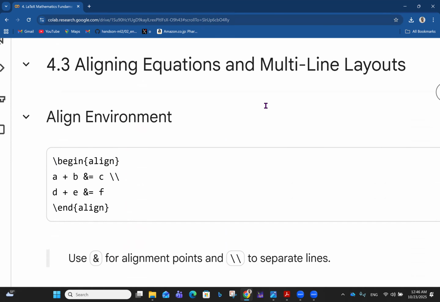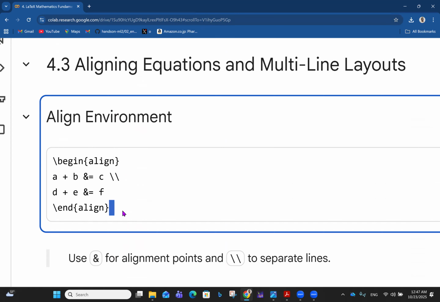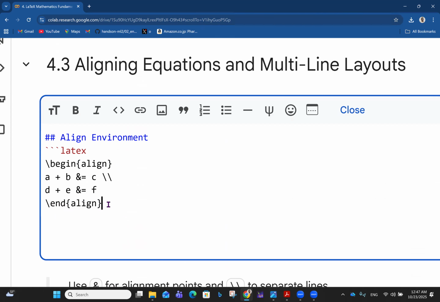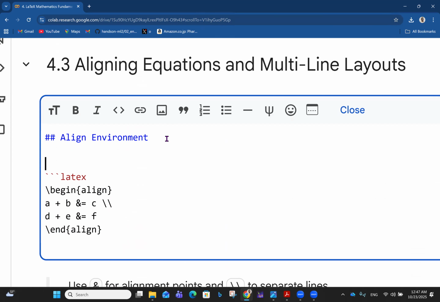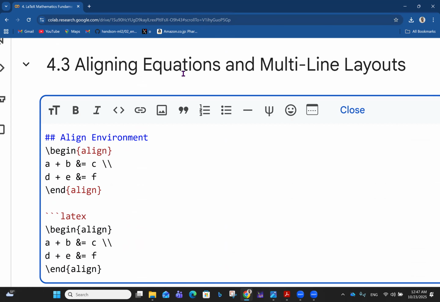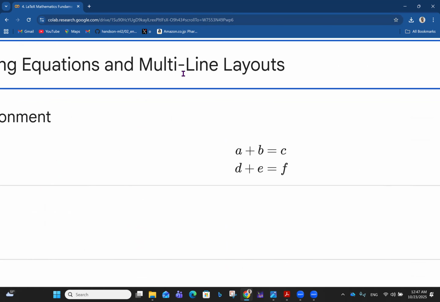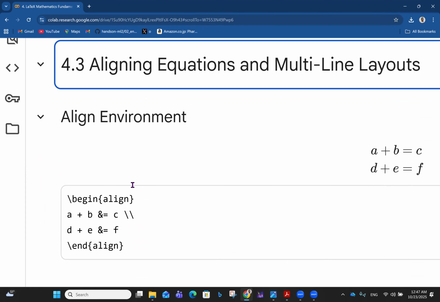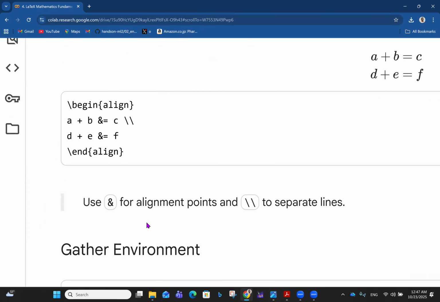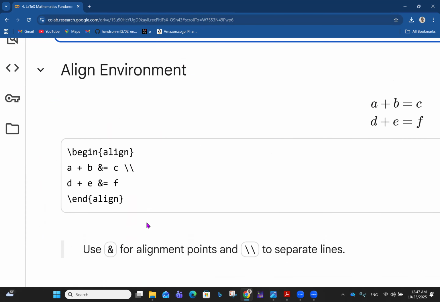So aligning equations are multi-line layouts. Here now you have more than one equation, like I said before. This one is under LaTeX formatting, but I can bring it out of that and do it. You can see we have A plus B equals C, D plus E equals F. All right. We're not seeing the numbers. Here you can use & for alignment points and double backslash to separate lines.